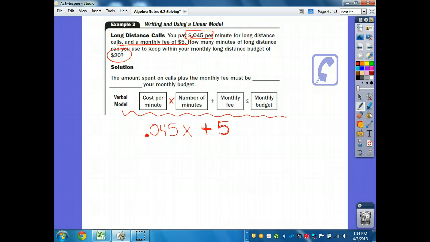Less than or equal to. It has to be less than or equal to $20, otherwise I'm going to get grounded. And I would have gotten grounded if I went over it. All right?